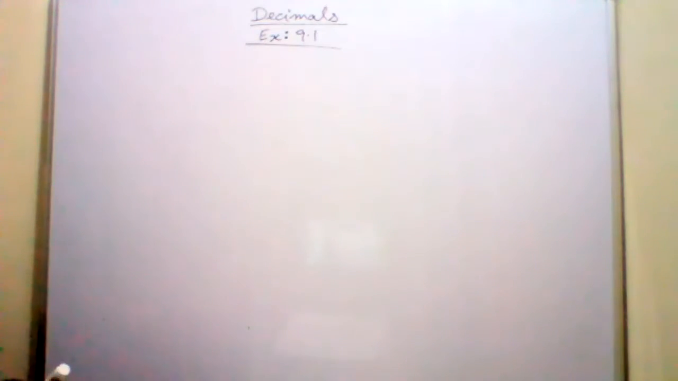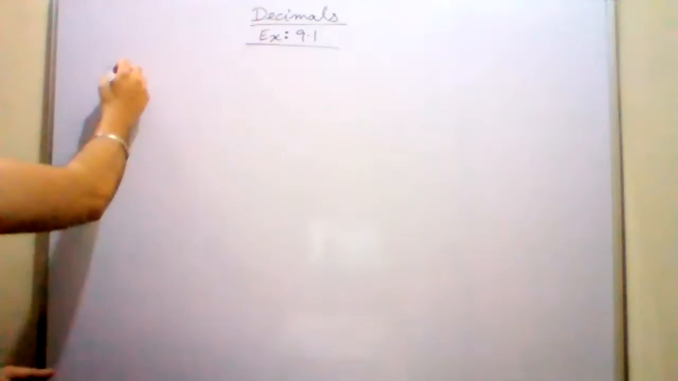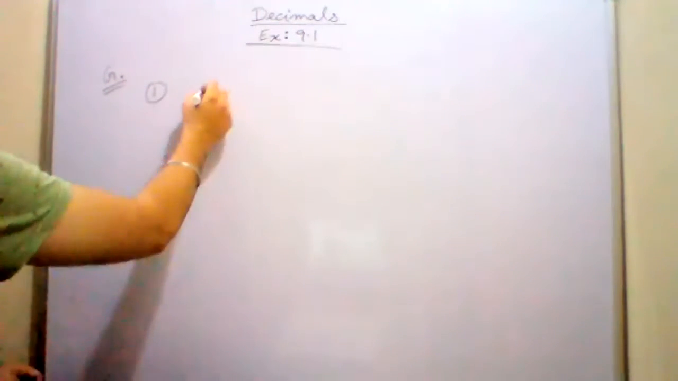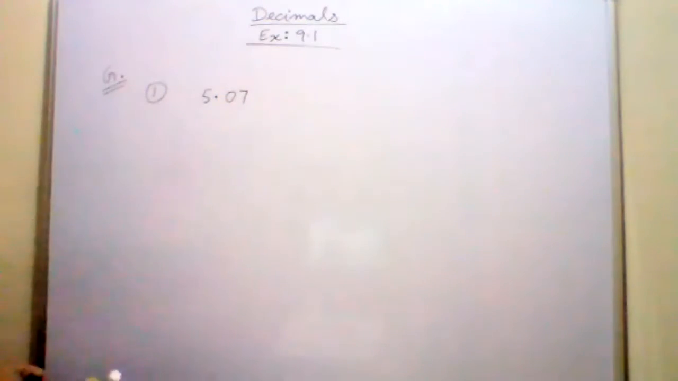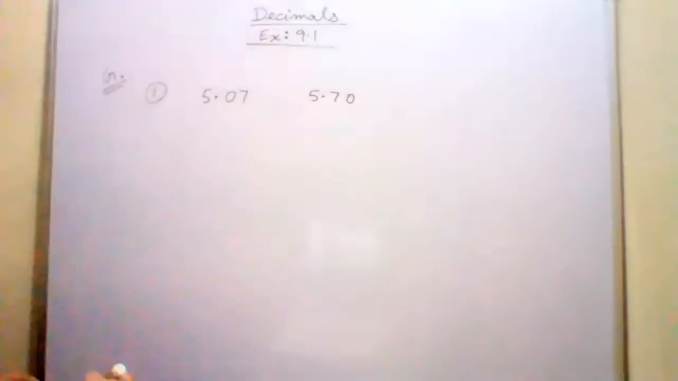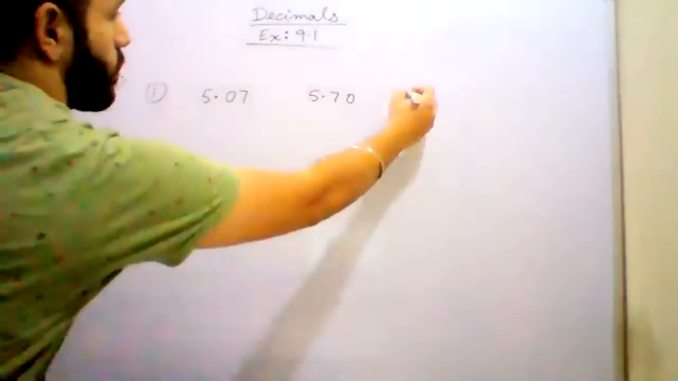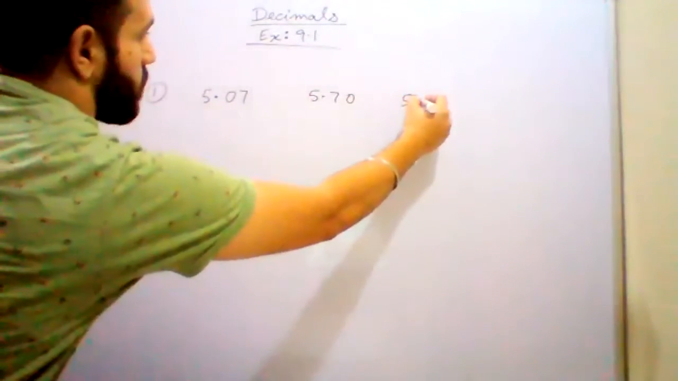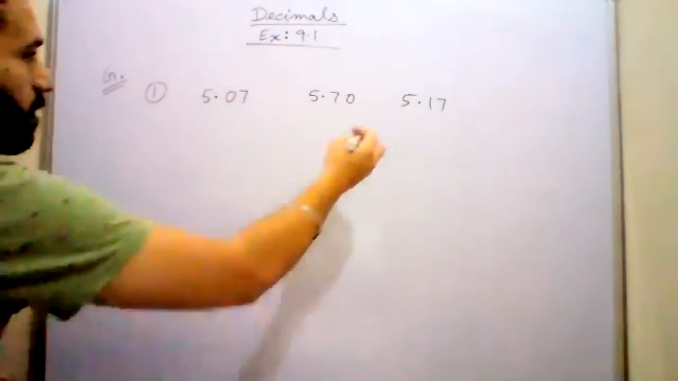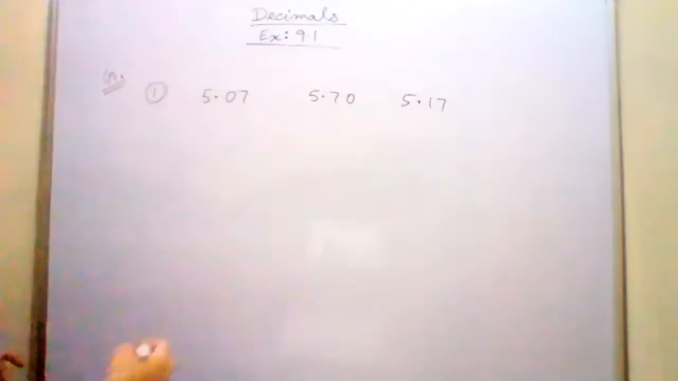Now, circle the lowest number in each row. So this is question number G. First part, I am writing all the three numbers: 5.07, 5.70, and 5.17. Do it in the book only. So which one of the three is the smallest? Find out the lowest. 5.07.